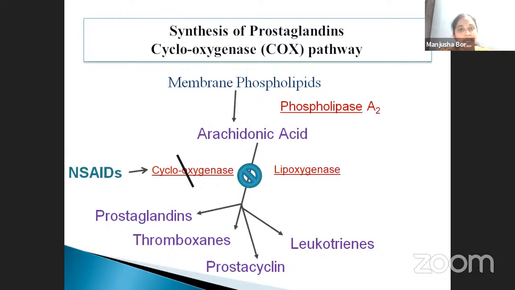This slide summarizes the mechanism of action of non-steroidal anti-inflammatory drugs. During inflammation, arachidonic acid is liberated from the phospholipid membrane and is converted to prostaglandin with the help of the cyclooxygenase enzyme. These drugs inhibit prostaglandin synthesis by inhibiting the cyclooxygenase enzyme. Aspirin produces irreversible inhibition of the cyclooxygenase enzyme, whereas the other non-steroidal anti-inflammatory drugs produce reversible inhibition of the enzyme.